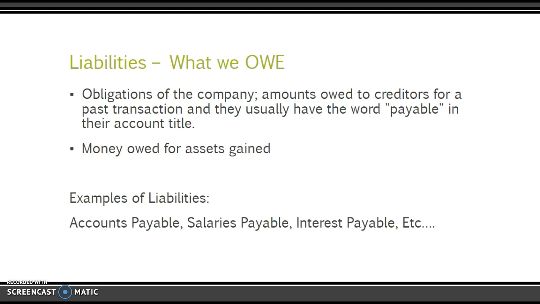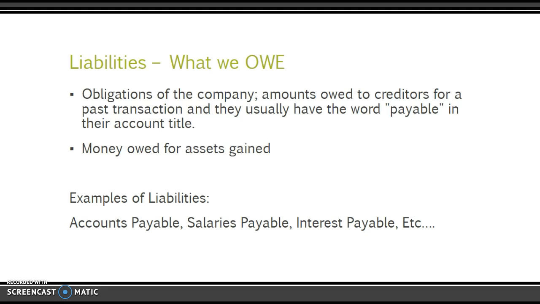Like we said, basically liabilities are monies we owe for assets we're gaining. So we're paying for something that we're getting in return. Like I said, payable is going to be in a lot of those things. Examples of liabilities are going to be accounts payable, salaries payable, interest payable, all that stuff. So let's say we take out a bank loan to buy the building that we're putting a company into. That loan payment or that mortgage, that's going to be a liability.